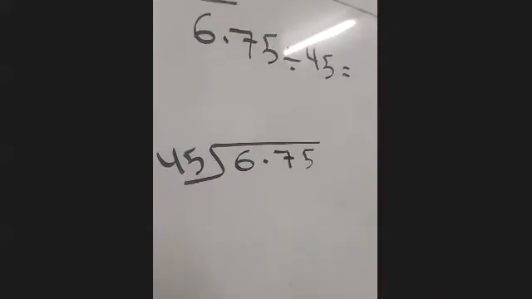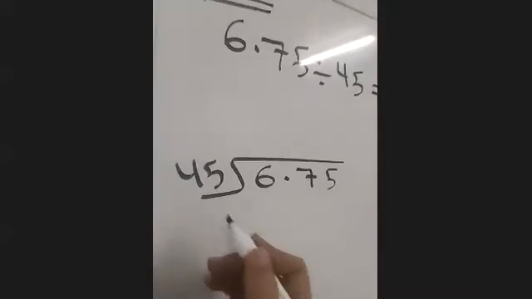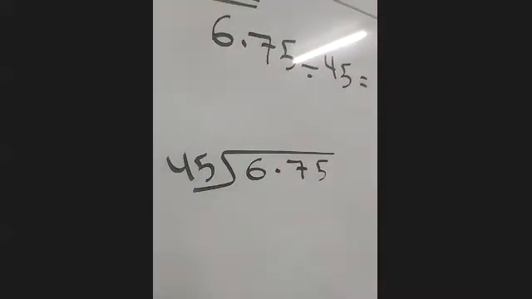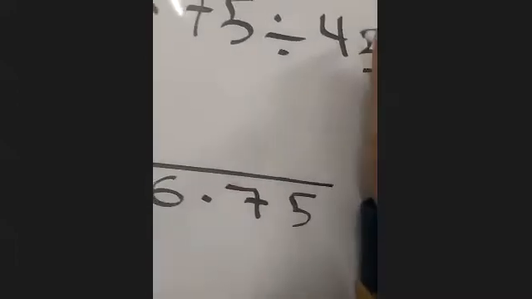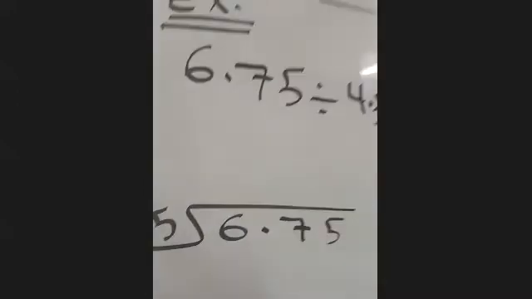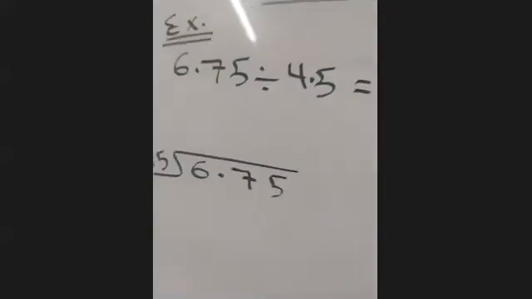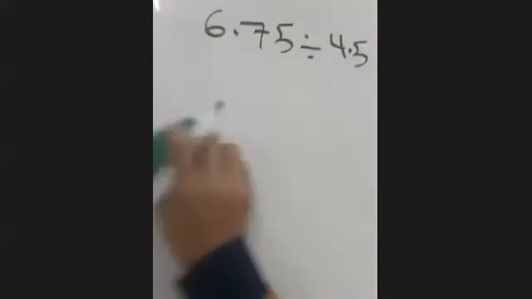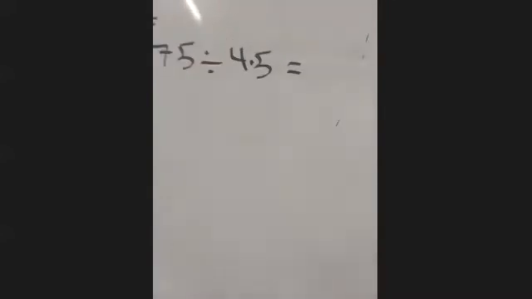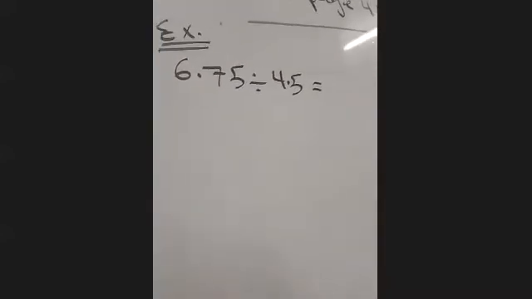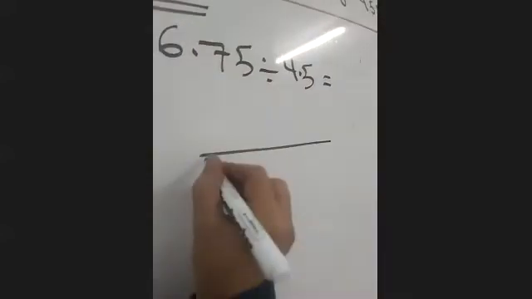What if the divisor has a decimal? So both will be decimals now. Both will be decimals, okay? Now, if we divide by a decimal, guys, focus please. We make long division.